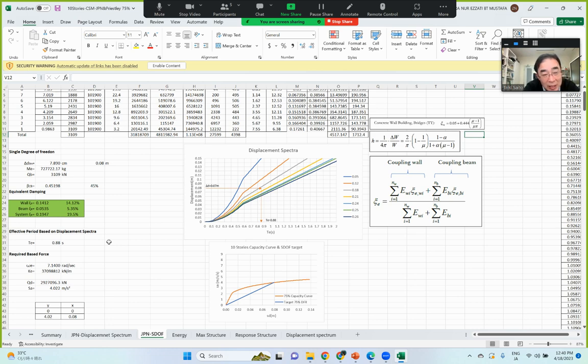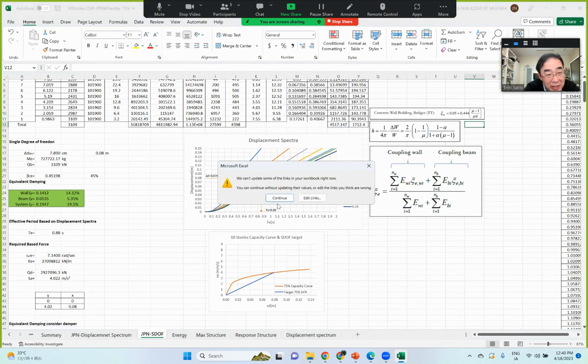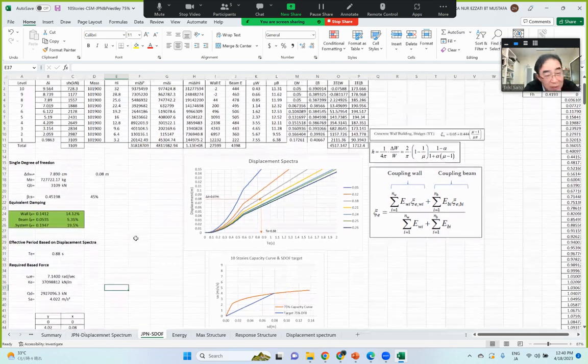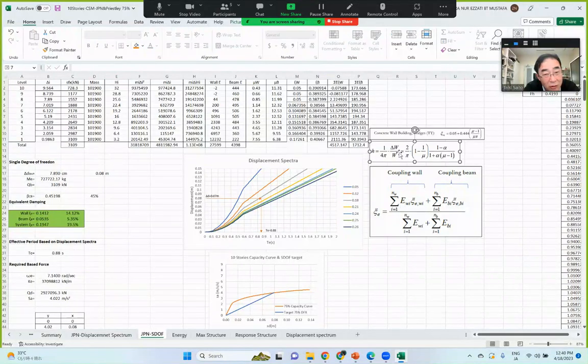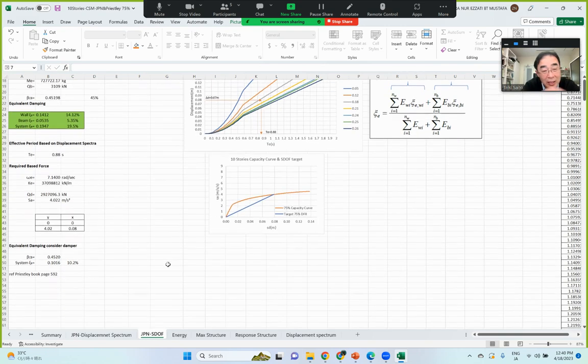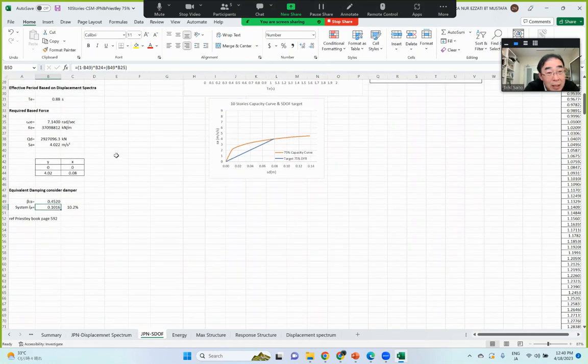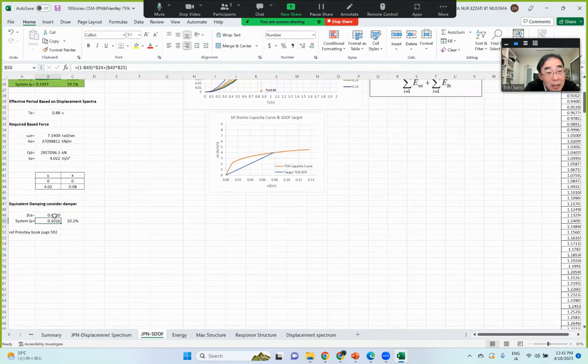I mean, except the average by energy, there's another way to get the system damping by using the coupling ratio. Yes, they also have it, but from Priestley, Sensei. So after you get the damping coefficient of the wall and beam, you compare with this one, Sensei. This formula. Okay, I think I have to check the coupling.